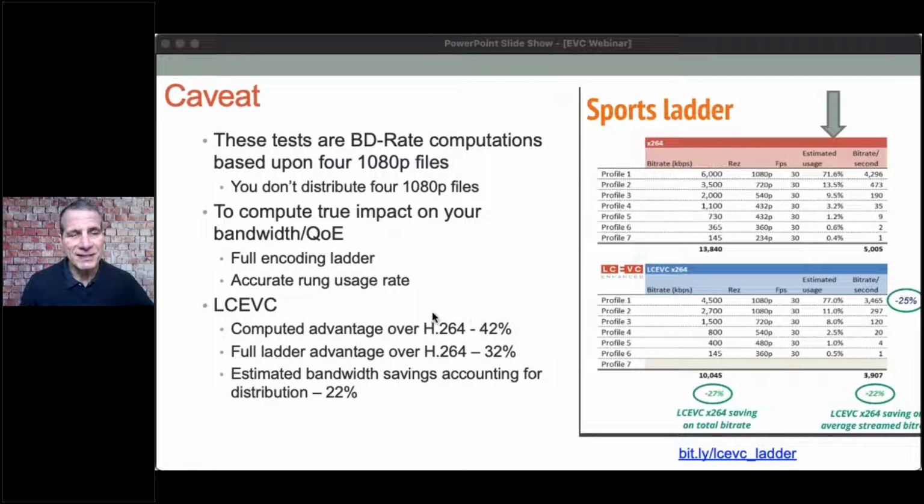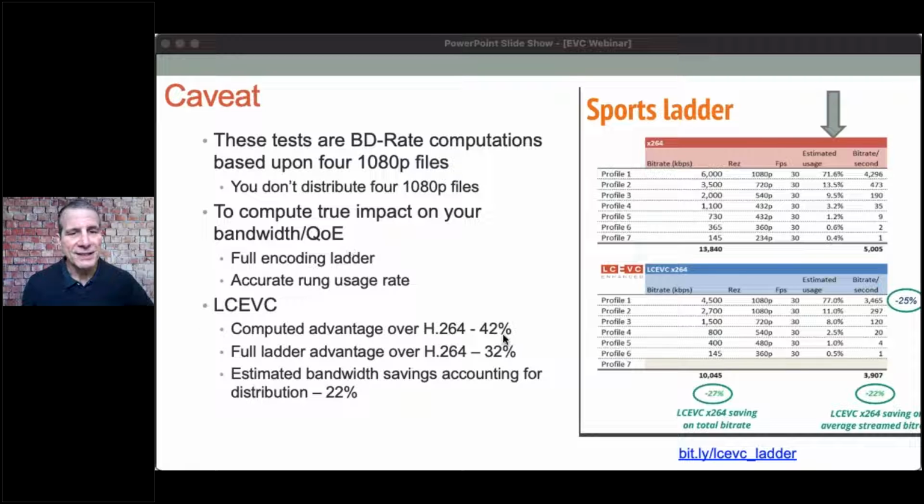Now, when I looked at LCEVC, I looked at it in 2021 for live use cases, and we looked at real encoding ladders, and we looked at real distribution statistics. And when I talk about encoding ladders, the sports ladder is shown on the right, and we compared x264 with LCEVC with x264 as a base layer. And we did not use four 1080p files, we did obviously the full encoding ladder, and we created a unique encoding ladder for LCEVC that was different than x264, because if you were using LCEVC, you would use a different encoding ladder for that as you would for x264.